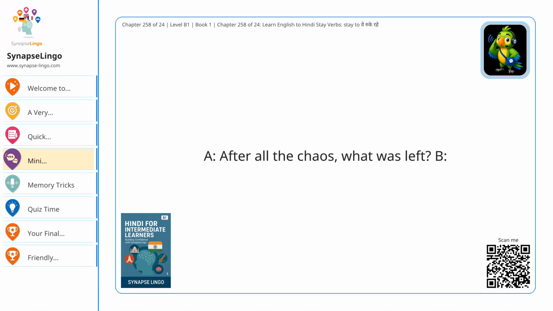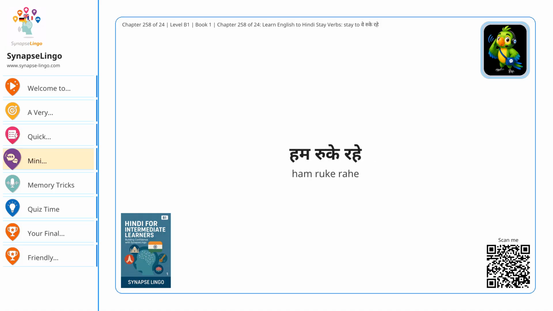A. After all the chaos, what was left? B. ये रहा. A. Did your group go anywhere? B. No. हम रुके रहे. A. And the others? B. वे रुके रहे.